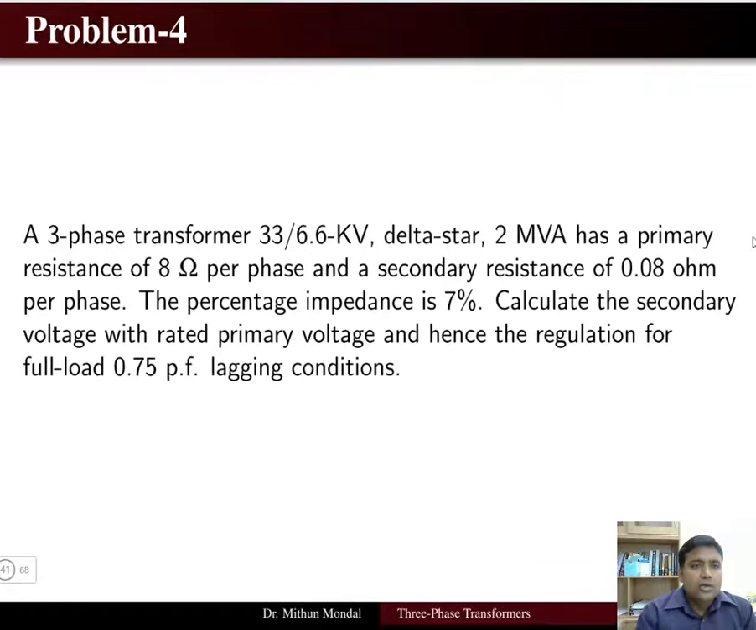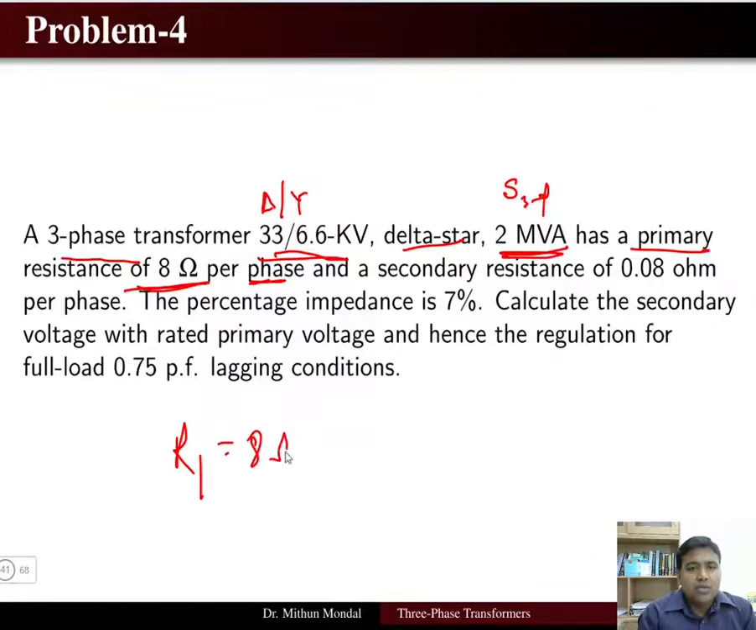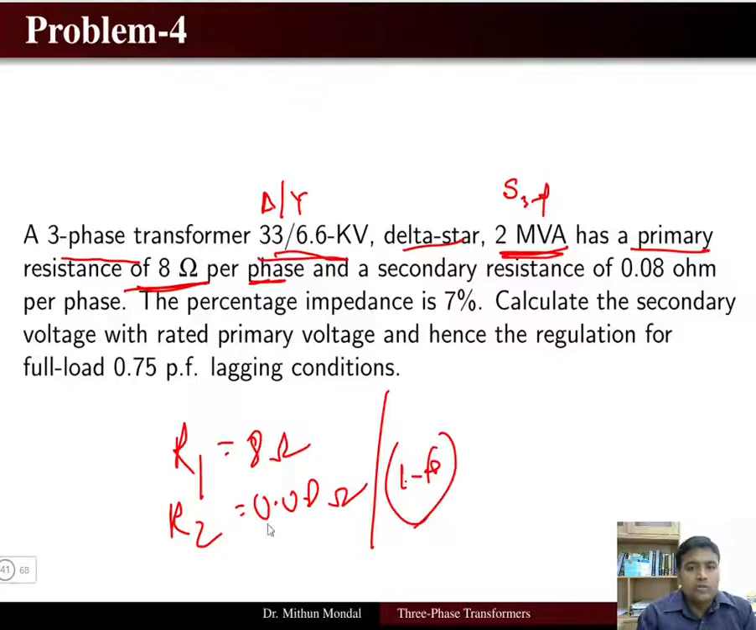Problem fourth, you have a three-phase transformer, 33 by 6.6 kV delta star. So this is basically your delta, and this is your star. 2 MVA, so this is your complex power of the three-phase machine, has a primary resistance of 8 ohms per phase. So you have R1 equal to 8 ohm, and secondary resistance R2 equal to 0.08 ohms, and this will be per phase. The percentage impedance is given to be 7%.